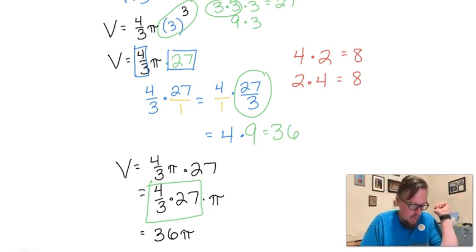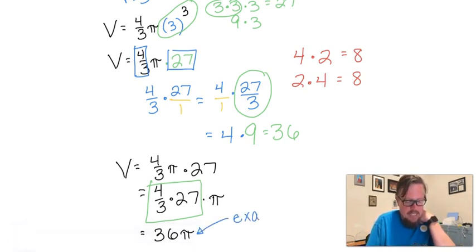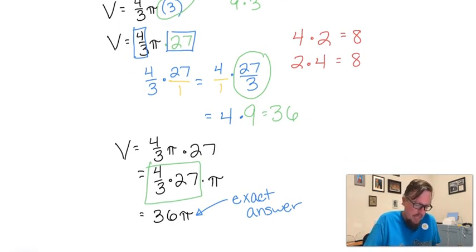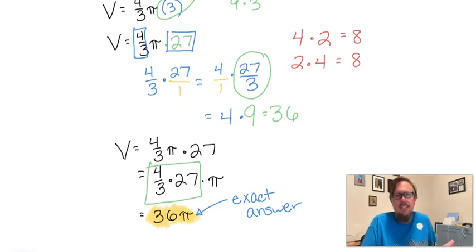36 pi is what is called an exact answer. 36 pi is the exact answer, meaning I have not rounded my answer. If I actually multiply 36 by pi, if I type in 36 times pi into the calculator, I'm going to have to round my answer because pi is a decimal that goes on forever. So if I multiply by pi, my answer will also be a decimal that goes on forever, and I'll have to round it. There's nothing wrong with rounding an answer sometimes, but this is the exact answer. The unrounded answer is 36 pi.